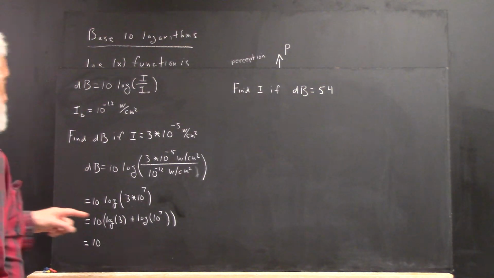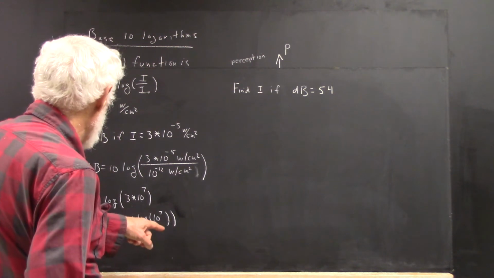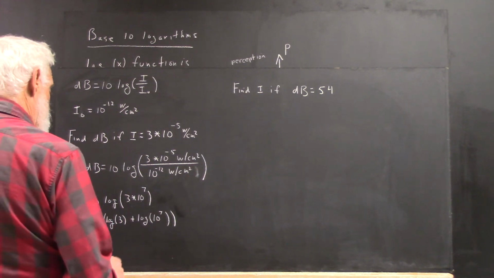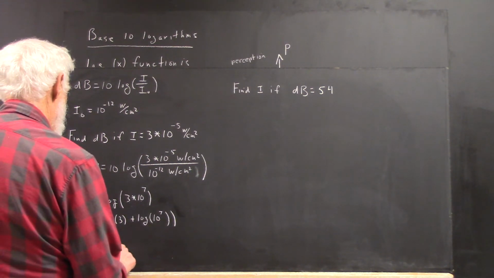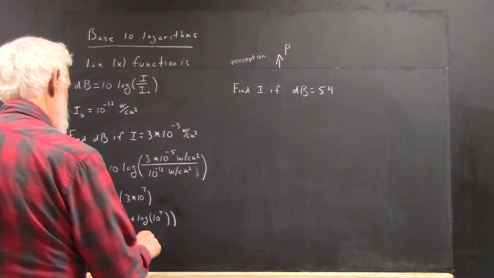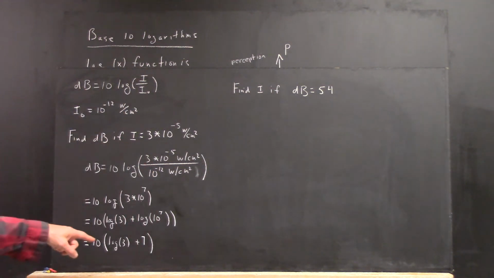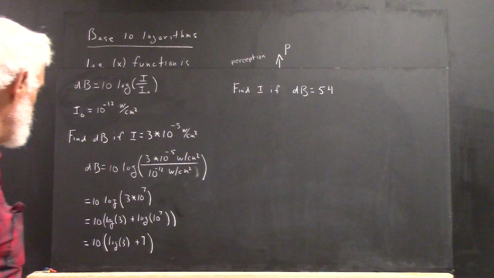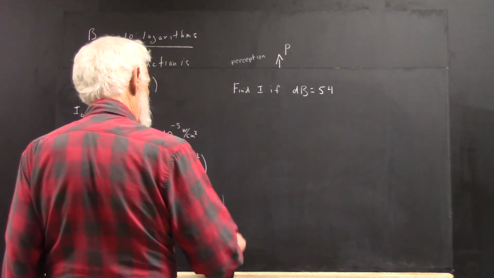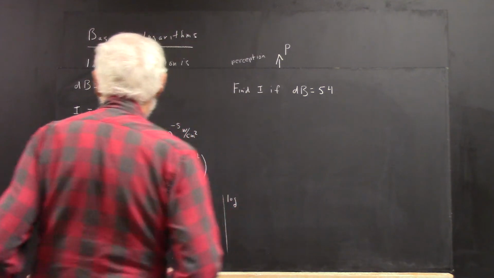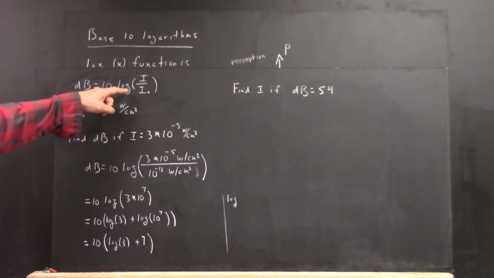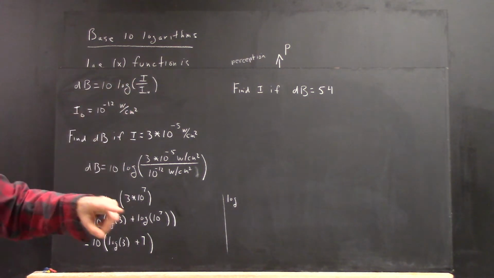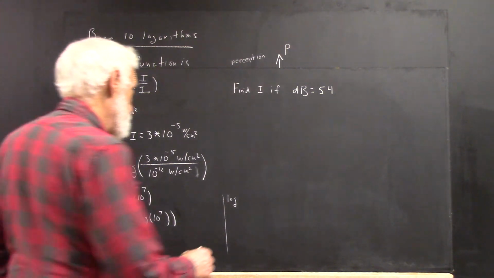But anyhow, that's 10 times the quantity, log of 3 plus the log of 10 to the 7th. Well, the log of 10 to the 7th is 7. What's the log of 3? If you do a short table of the log, and incidentally, this is the base 10 log. So anytime I write log without a base, it's the base 10 log. I should have actually explained that before, but anyhow.